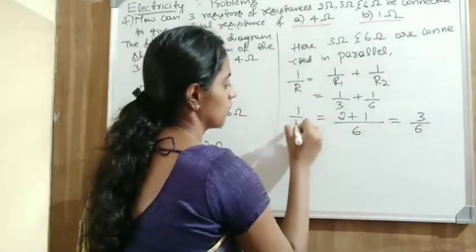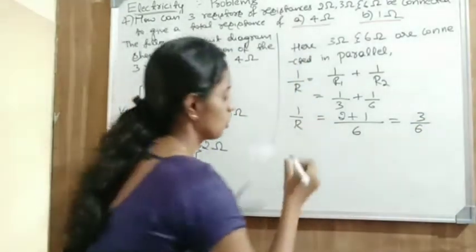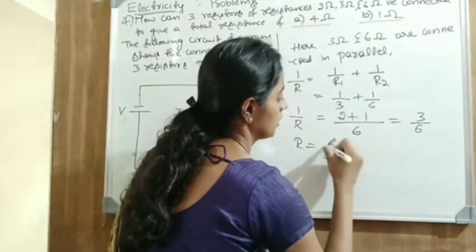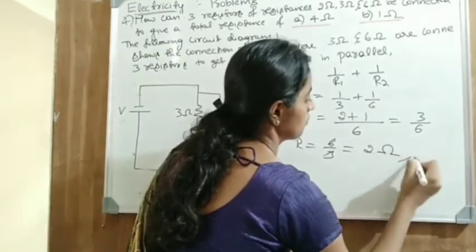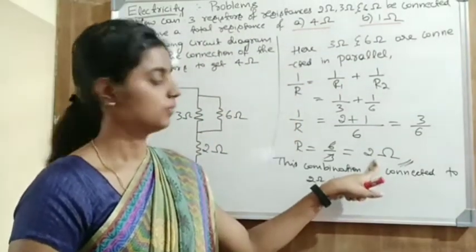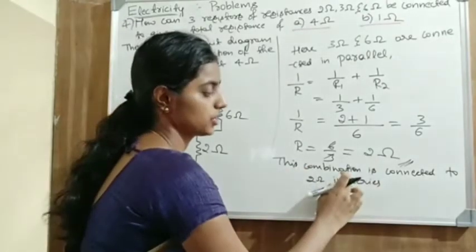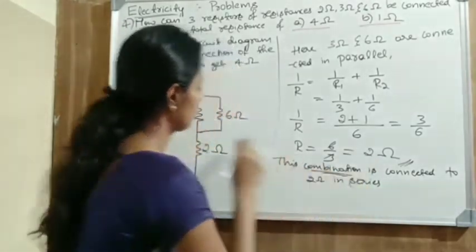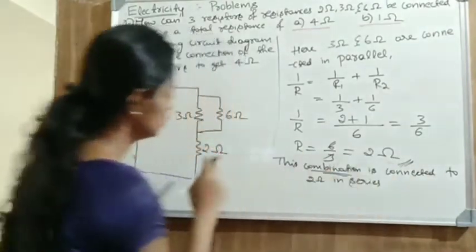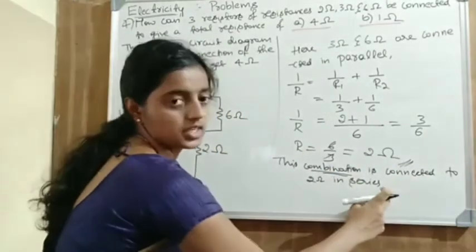So this is in 1 by R form. Now the reciprocal of this, we will get 6 by 3, and 2 ohm is our answer. We got answer as 2 ohm. Hence this combination, which combination? The combination of these two resistances is connected to the 2 ohm in series.